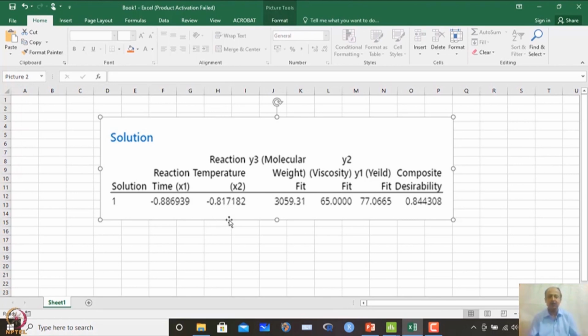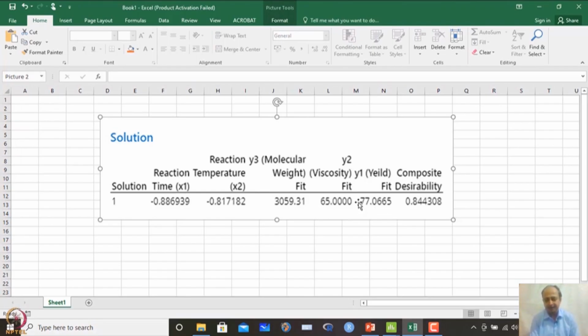We can convert into two variables, as I have told earlier, and the molecular weight that we are generating over here, this solution is giving a predicted value of 3059, and y2 is predicted around 65. So, it is hitting the target for y2, and y1 is around 78. We wanted 80 to be maximized, but it has not reached that point.